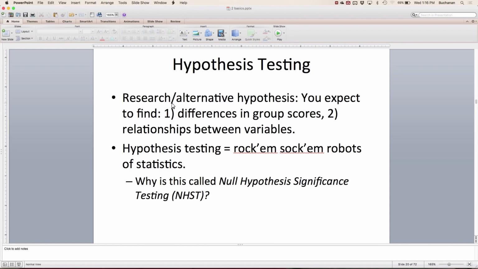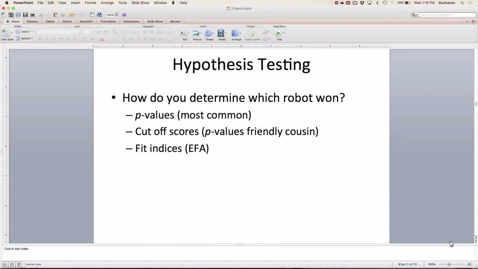But essentially, we've got two hypotheses, and we want to ditch one of them. So how can I determine which one won, essentially? And the most common way is a p-value. So p-values are probabilities of the likelihood of the null robot, never of the research robot. You can also do cutoff scores, which are p-values' friendly cousins. And then when we get to factor analysis, we'll talk about fit indices.